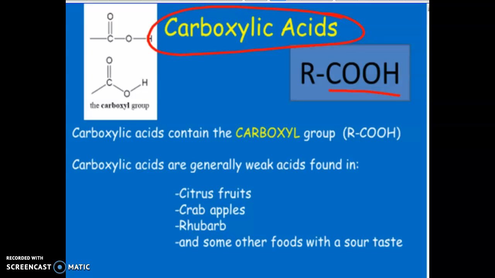Now they are found naturally in a lot of different items that we actually eat. So things like citrus fruits, so oranges, lemons, limes, crab apples, rhubarb. Usually fruits or vegetables that have a sour taste to them. You're probably thinking, well, oranges are sour, but they're also sweet. So obviously there are multiple compounds found in these living things, right? It's very complex. It's not a pure substance. But that sour taste is attributed mostly to carboxyl-based groupings.